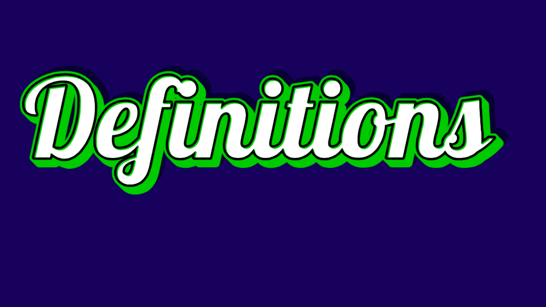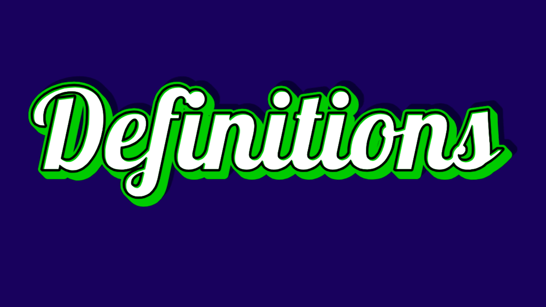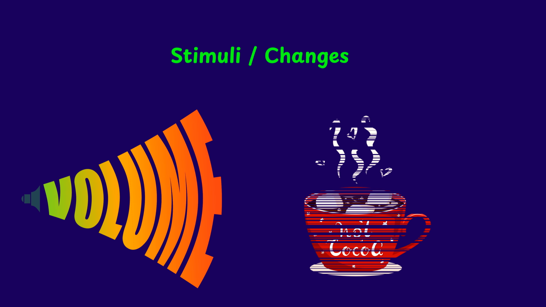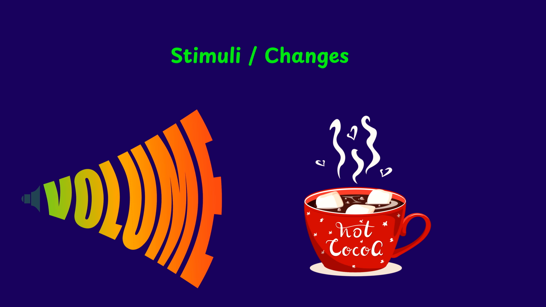Let us look at a few important definitions that you need to know for this topic. The first word is stimuli, and a simpler word for stimuli would be changes. So I'm talking about changes in the environment around us. For example, a loud, sudden sound in the environment would be classified as a stimulus. Another one could be the heat or the pain that is felt from touching something hot.